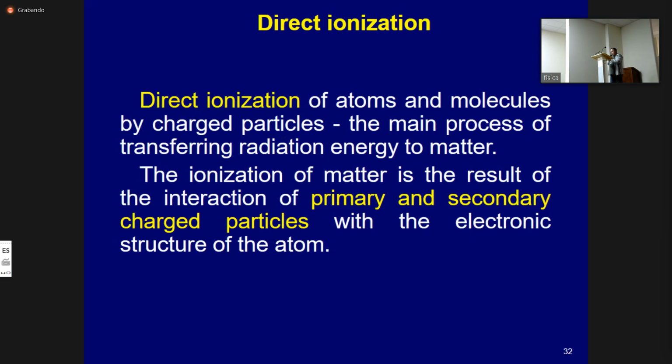Direct ionization of atoms and molecules by charged particles is the main process of transformation or transferring radiation energy to matter. The ionization of an atom is a result of the transfer of radiation energy to the electrons, to the electronic structure of an atom. Ionization occurs only when enough energy is transferred to remove an electron from the shell. Therefore, this energy must be greater than the binding energy of individual orbital electrons.